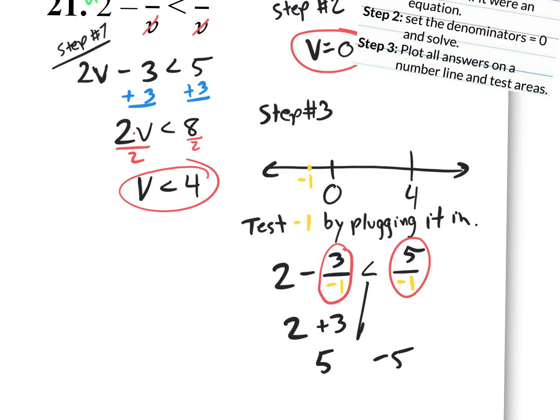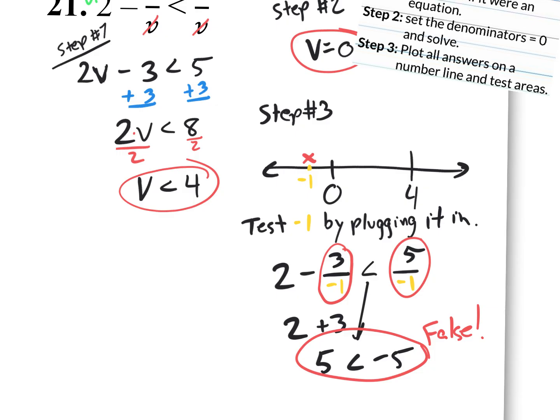And we take the inequality, bring it down. And what do you think of this? Is this a true statement or false statement? That's false. That does not work. The positive 5 is not less than negative 5. So you go back up to the value that you just tested, and you could either say the word no, or I'm going to put a little red X. That means it doesn't work. It does not work, okay?